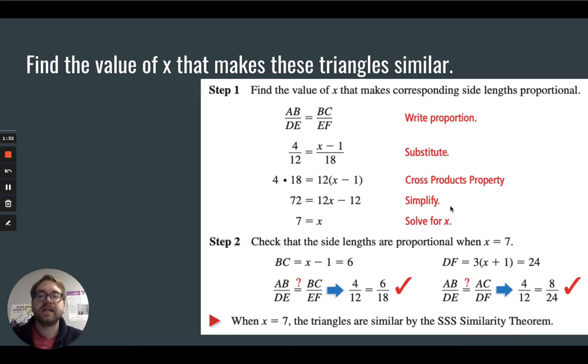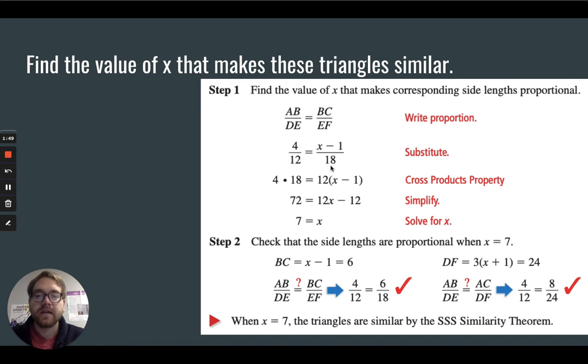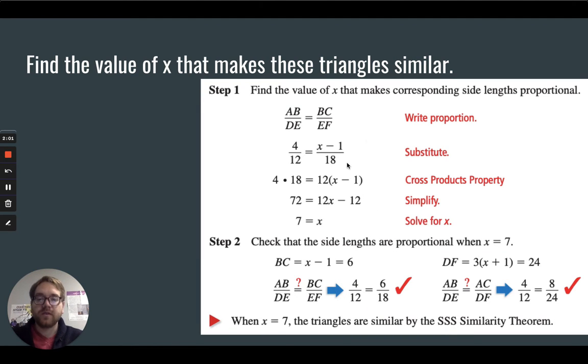To solve something like this, because you're looking for the ratio for each of these sides, we need to compare two of the sides we know, like AB and DE. Those are two corresponding sides which have a ratio of 4 to 12, or 1 to 3. Then we need to find what x is, so we need to involve x. So we can look at BC and EF, corresponding. That ratio would be x minus 1 over 18. This is the proportion I would set up, and it's going to help me solve for x.